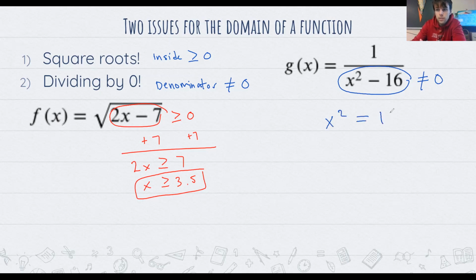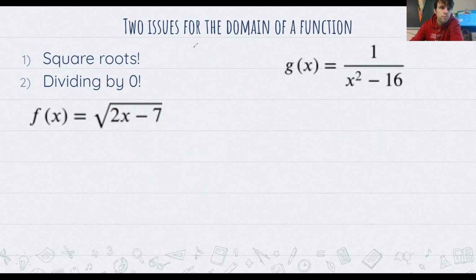So x squared equals 16. Square rooting both sides, we get x is equal to plus or minus 4. Remember, when you're using the square root operation, like we're doing right here, you have to consider both the positive and the negative root. So x cannot be equal to positive 4 or negative 4. Everything else is fine. All real numbers except these two. This would be our implied domain. All right, let's go ahead and clear this.